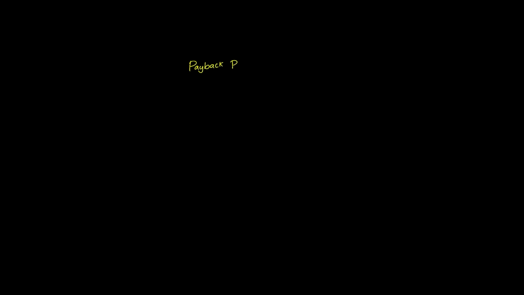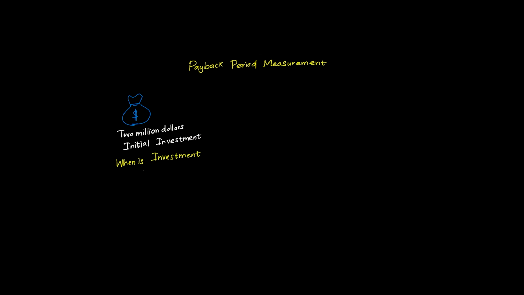Let's clarify exactly what payback period measures. A manufacturing company is looking at a project that requires $2 million up front and will return $600,000 every year for 5 years. The payback period method asks one specific question. How long does it take to get your initial investment back?